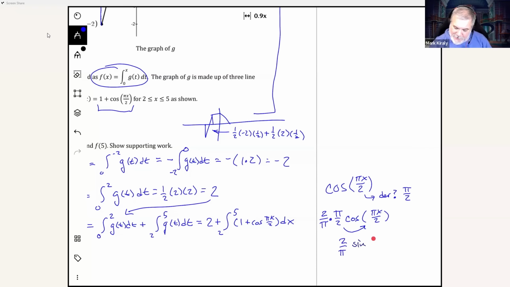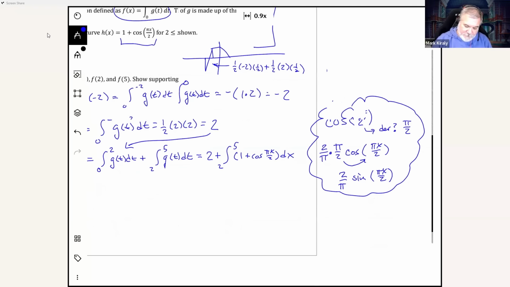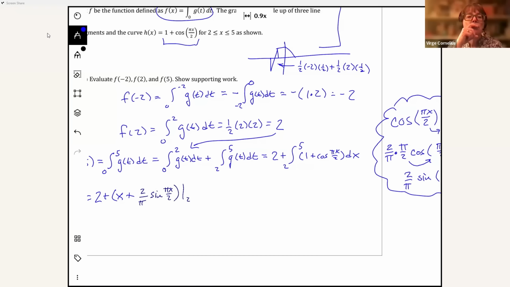And then this will become sine of pi x over 2. So this can be a margin note. This can be happening mentally. This is definitely a skill the readers expect you to have and you don't need to show it. And then double check your signs, right? Sine and cosine sometimes change signs, sometimes they don't. I always check by taking the derivative of sine. Positive cosine, so I'm okay here. And I would chain that out and get pi over 2. So I insert my 2 over pi sine of pi x over 2, and I'm going from 2 to 5.